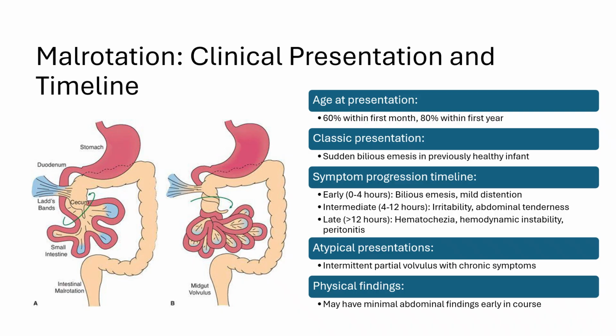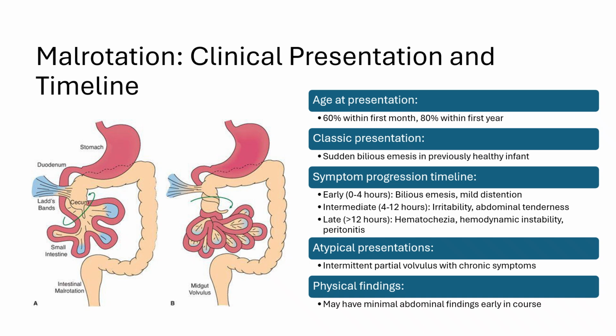Understanding the clinical presentation of malrotation is essential because early recognition directly impacts bowel viability and outcomes. The age distribution reveals important patterns. 60% of cases present within the first month of life, and 80% by 1 year. This early presentation reflects the severity of anatomical abnormalities. The most unstable configurations tend to develop volvulus sooner. However, malrotation can present at any age, making it a diagnostic consideration throughout childhood.